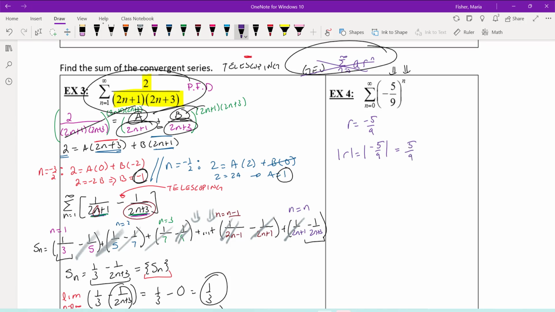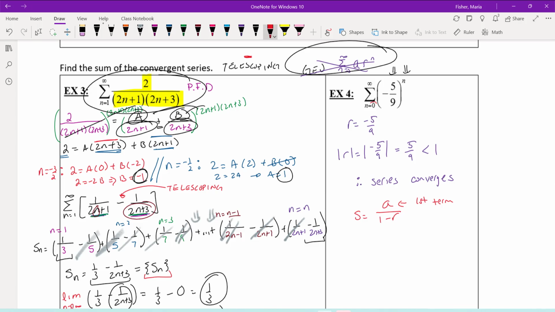Well, 5 over 9 is a number that is less than 1, therefore I know that this series is going to converge. Why? Because if the absolute value of r is less than 1, the series converges. If the absolute value of r is greater than or equal to 1, the series diverges. Now I need to find the sum. Well, recall the sum formula is a over 1 minus r, where a is equal to that first term. So let's determine what the first term is, and then after that, we will find the sum.